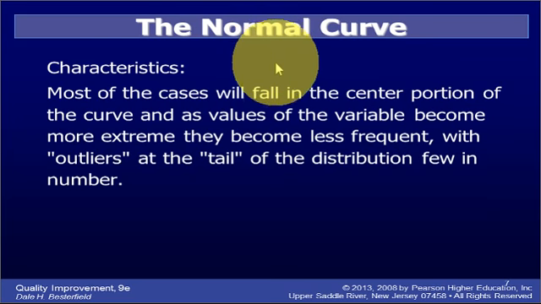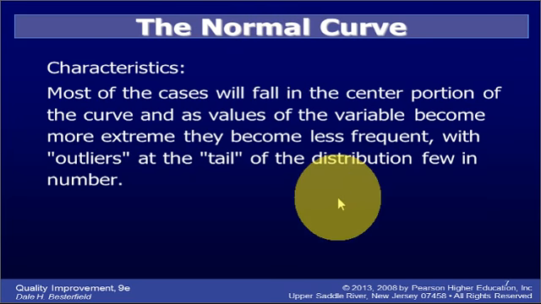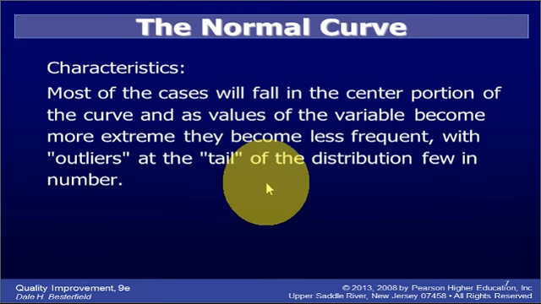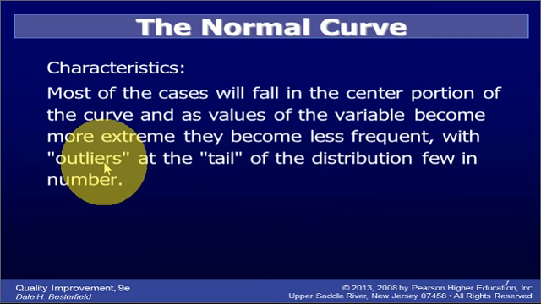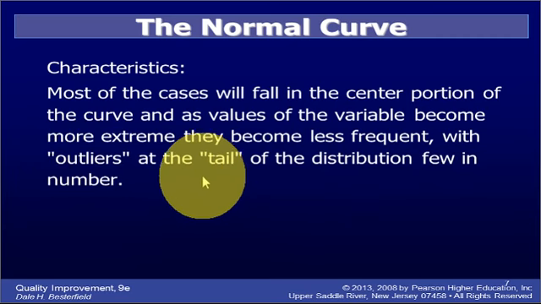From the normal curve, we can tell that most of the cases will be close to the mean, and there are just very few outliers at the tails of the distribution.